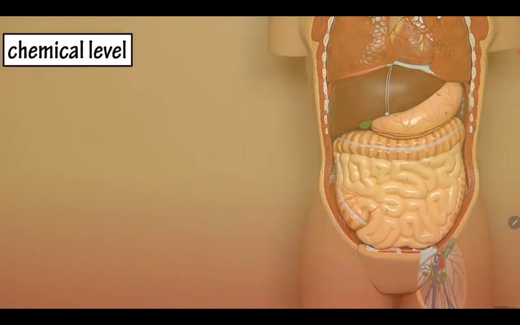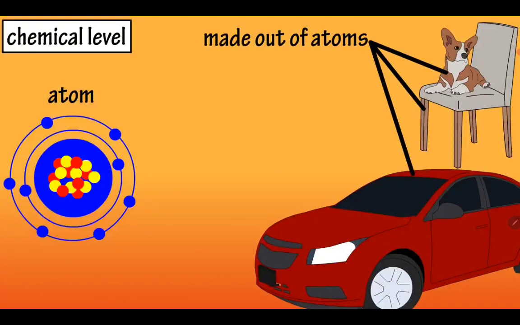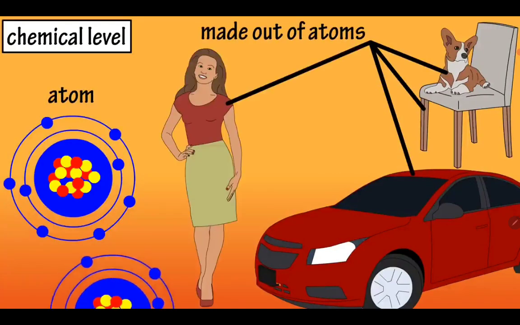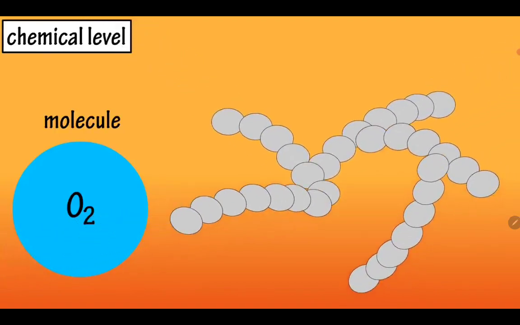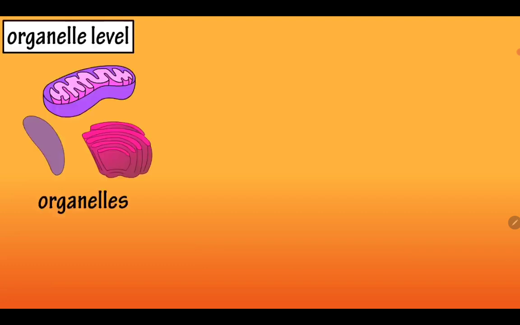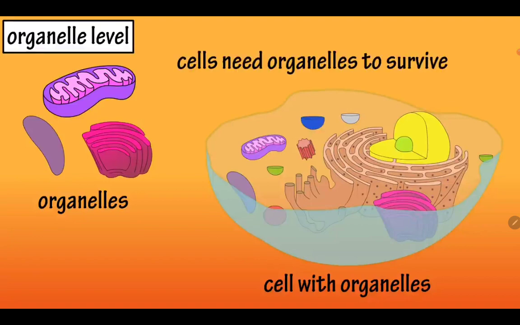The first level is the chemical level, and it starts with atoms, which make up every material thing in the universe, including our bodies. Atoms can bond together to form molecules, which are larger chemical groupings, and molecules can combine with other molecules and more atoms to form macromolecules. The next level of organization in the body is the organelle level. Organelles are made up of chemical groupings, and they are tiny organ-like things that are in cells. Organelles have specific functions in cells, and they cannot live outside of cells. And without organelles, cells cannot survive.